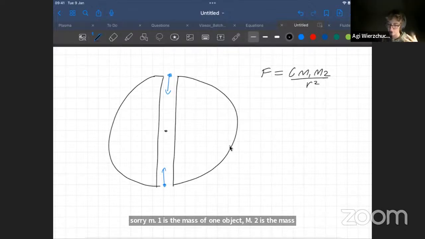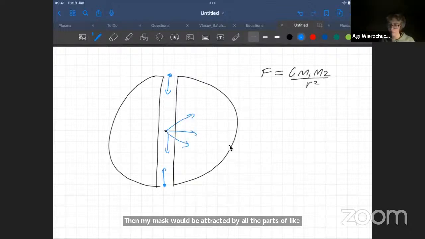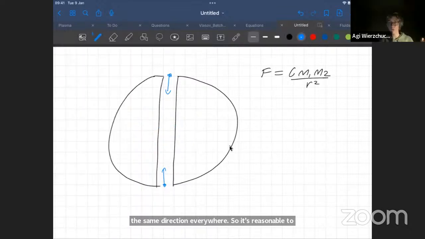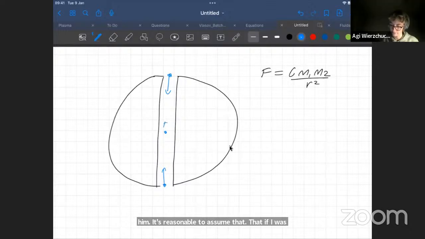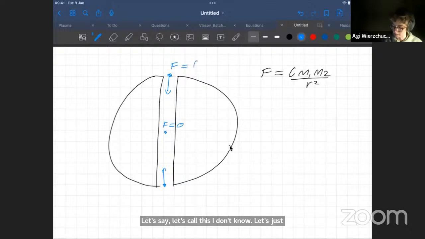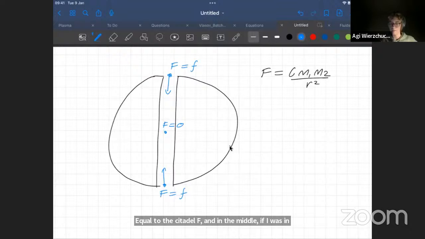If I was in the middle of the Earth, then my mass would be attracted by all the parts of the Earth around me. But because I'm saying that my tunnel is really, really thin, clearly that's just going to be completely symmetrical. I'm going to be pulled in the same direction everywhere. So it's reasonable to assume that if I was right in the middle here, the force on me would just be zero. So I have some force, let's just call it little f, here, and here we also have this F equal to this little f, and in the middle of the Earth, I wouldn't feel anything, because I'm being pulled exactly the same everywhere.